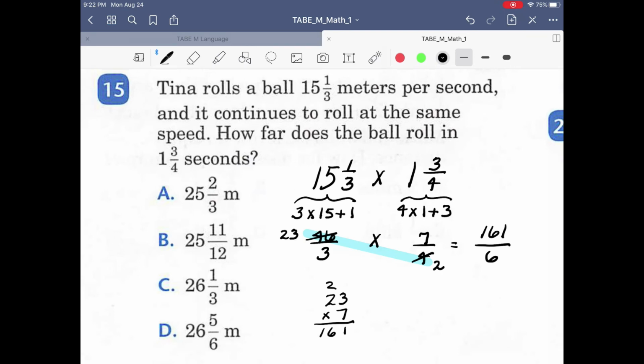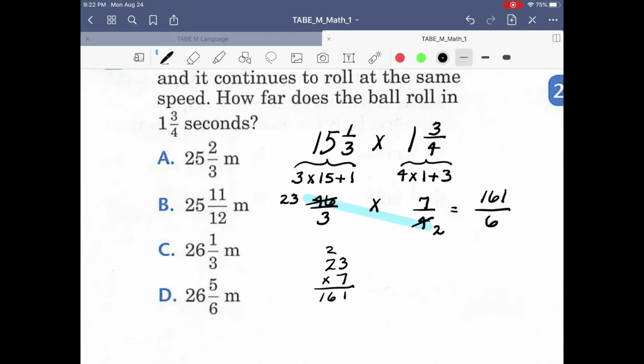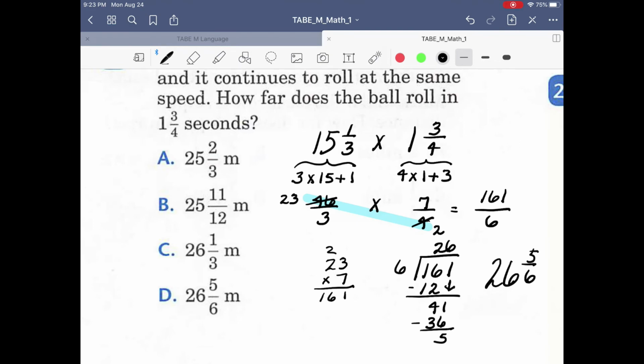46 thirds multiplied by 7/4. I don't think so. I guess I'm okay. Something about that just doesn't feel right, but we'll keep going and see if we get it. 6 into 16 is going to go 2 times with 4 remainder. And then 6 into 41 is going to go 6 times with 5 remainder. So 26 5/6. That's one of my choices.